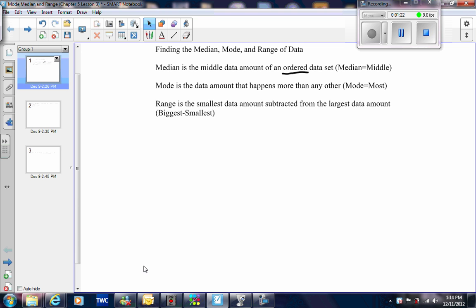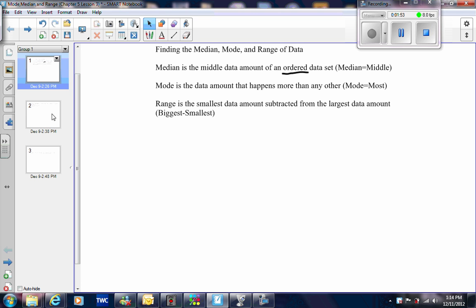Mode is the data amount that happens more than any other. And in parentheses, you see I put mode equals most. So the one that happens the most, or more than any other, is your mode. The range, again, tells how spread out the data is. It's the smallest data amount subtracted from the largest data amount. So you find the largest one and the smallest one, subtract them, and that gives you the range.